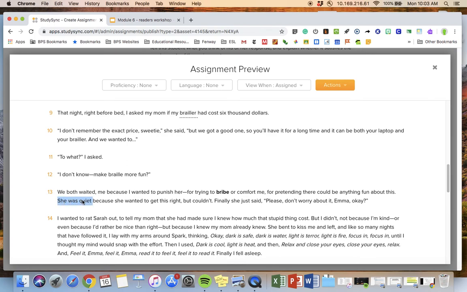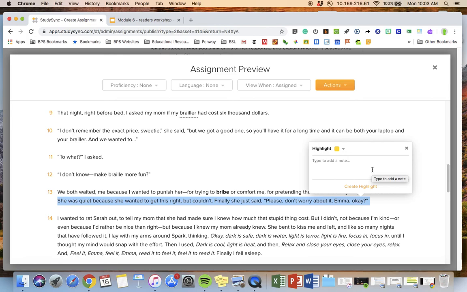But I see the mom acting and saying something down here that gives me more information about her. So the mom is quiet when the girl asks her why she got it for her. And the mom says that she's quiet because she wanted to get her answer right. And finally she said, please don't worry about it, Emma, okay?